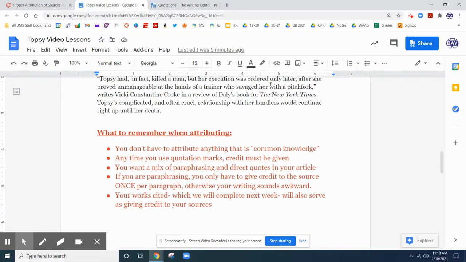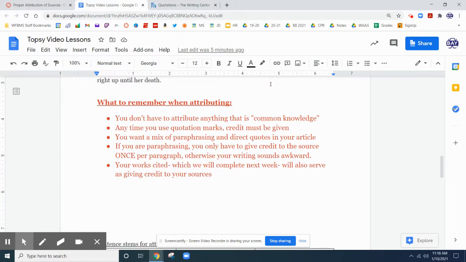Some things to remember when using attribution. Number one, you don't have to attribute anything that is common knowledge. So what I mean by that is if you are writing about killer whales and you state that killer whales live in the ocean or live in water, that's something people know about whales. So you don't have to quote that. You don't have to attribute that. You can simply type out that sentence without giving it attribution. Anything that's common knowledge that generally most people know.